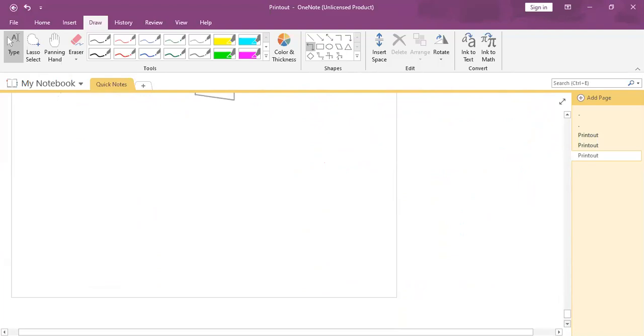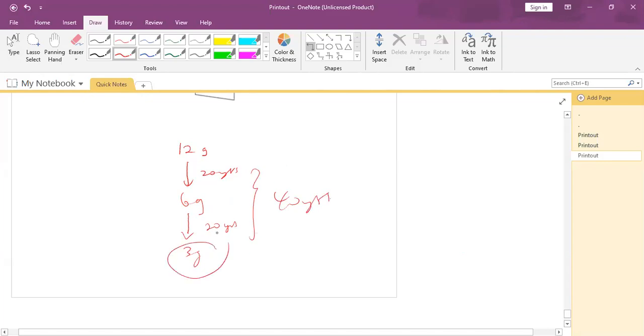So you're starting with 12 grams and a half-life of 20 years. It means in the first 20 years, half of this will be left, which is 6 grams. Then another 20 years, half of this will be left, so 3 grams. This is a total of 40 years. So you have 3 grams left after 40 years. So B is correct.